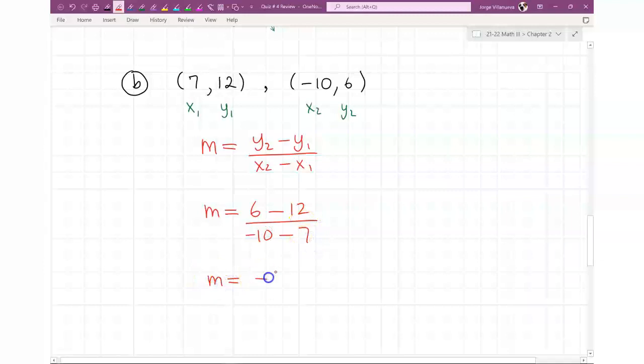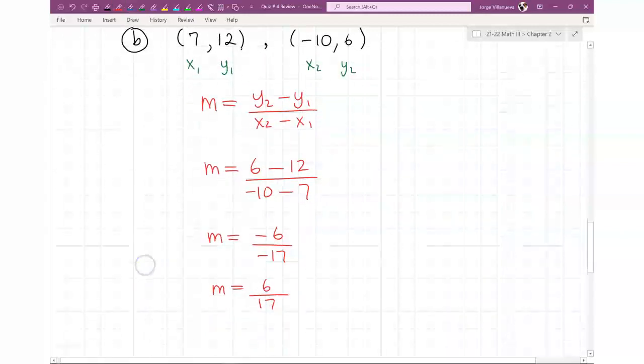6 minus 12 is negative 6. Negative 10 minus 7 is negative 17. I mean, this is the right answer, but they're going to want us to simplify. Now, 6 does not go into 17, but a negative divided by a negative, that's a positive, right? So my answer should be a positive 6/17. Okay, so that's what I should be getting as my answer.